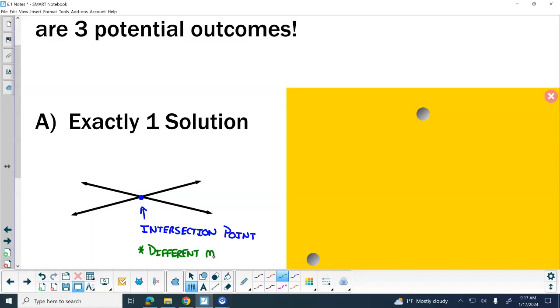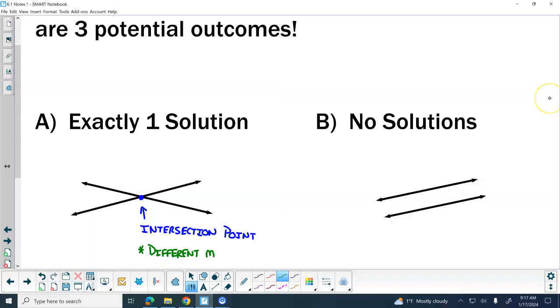What's another possible outcome? They never intersect. What do we call that? We call that parallel lines. Okay? So that is the no solutions case. They never intersect.